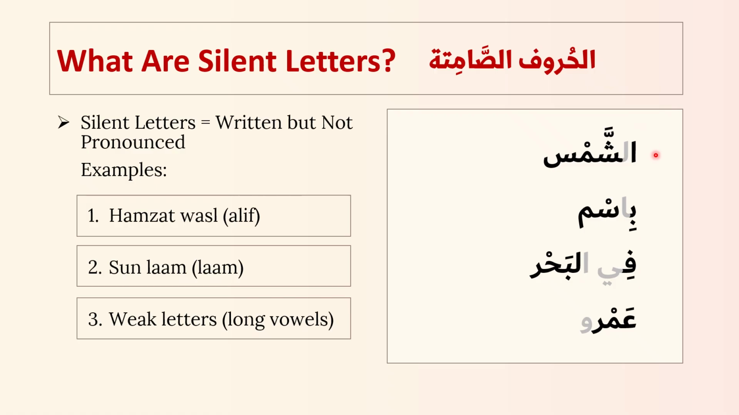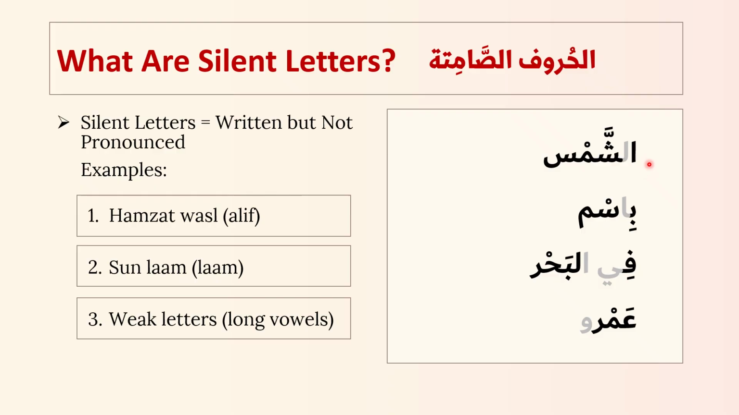Let's read these words. And if you notice, I've color-coded some letters in light gray to show that these letters are not going to be pronounced when reading the words. Let's read the first word. الشمس. So if you notice, I didn't pronounce the lam. It becomes silent. It was dropped.